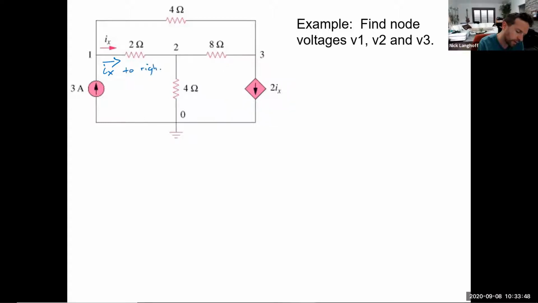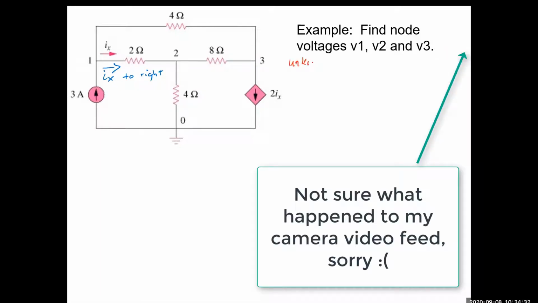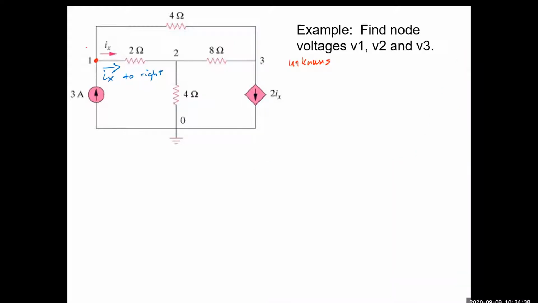I want to point out that this current has already been drawn as pointing towards the right, so we need to be consistent in our calculations to always account for it as flowing towards the right. Let's talk about the unknowns. The unknowns in this circuit are V1, V2, and V3. But as we start doing the KCL, or nodal analysis equations, we're going to find out that Ix shows up in there.